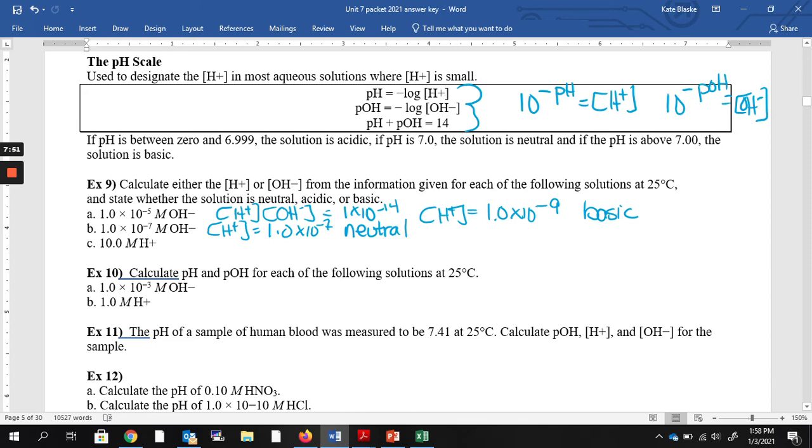Now in C, I've got a much larger number here. I've got 10 molar H plus, which we can just think about: 10 is the same thing as 1 times 10 to the positive first, right? So if I still need that times something to equal 1 times 10 to the negative 14th, I need my OH concentration to be 1 times 10 to the negative 15th, because positive 1 plus negative 15 gives me that negative 14. In this case, my H plus concentration is way bigger than my OH minus concentration, so this solution would be acidic.